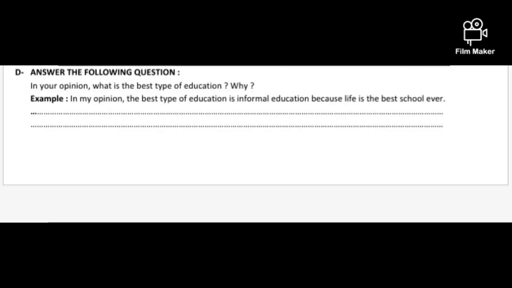So the last question is D. Answer the following question. In your opinion, what is the best type of education and why? You can use like this example. In my opinion, the best type of education is informal education because life is the best school ever. So you express your opinion according to your point of view and say why. Okay, so think of it and share your ideas with us.